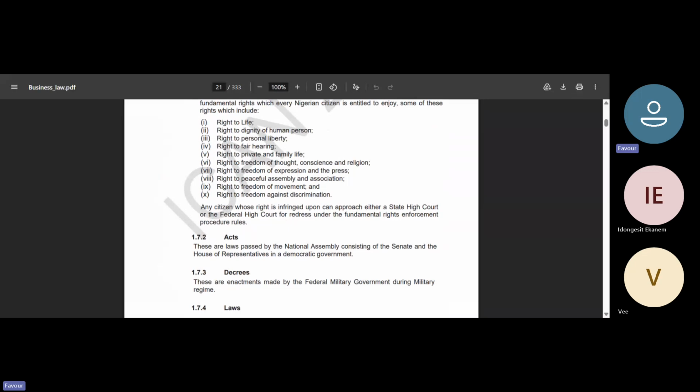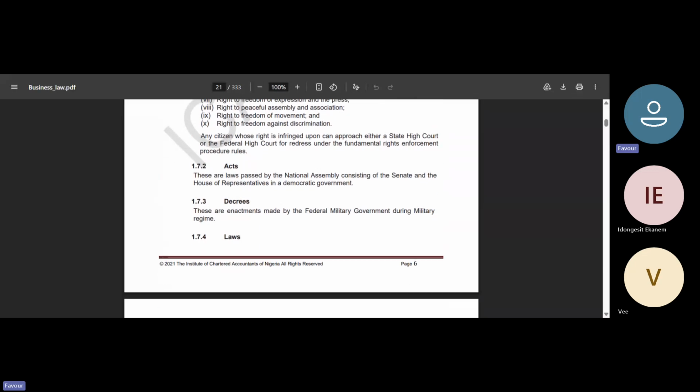So decrees are enactments made by the federal military government. In a democratic government, during the democratic period, they are acts because they pass through the National Assembly, the Senate, and all that. But during the military regime, it was decrees. Militaries always have decrees. It's just like an announcement made on a particular issue by a military government. That is the basic meaning of decrees.